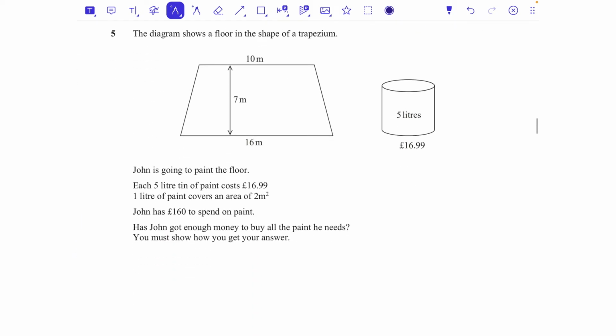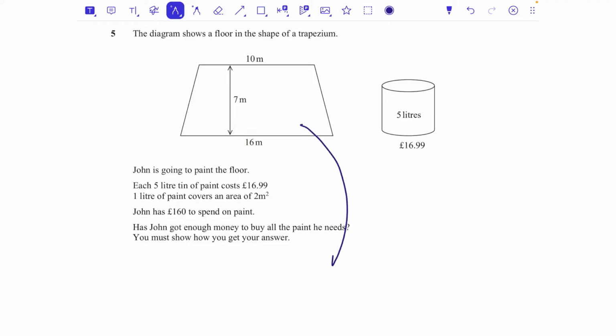Question number 5. The diagram shows a floor in the shape of a trapezium. John is going to paint the floor. Each 5 litre tin of paint costs £16.99. 1 litre of paint covers an area of 2 metres squared. John has £160 to spend on paint. Has John got enough money to buy all the paint he needs? You must show how you get your answer.